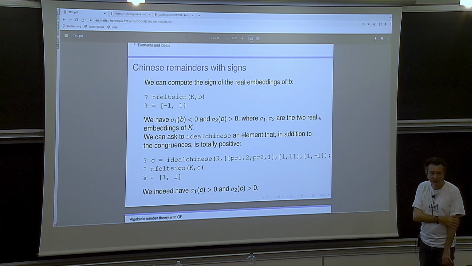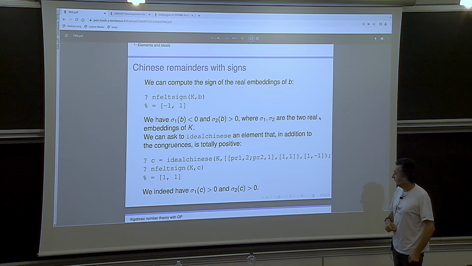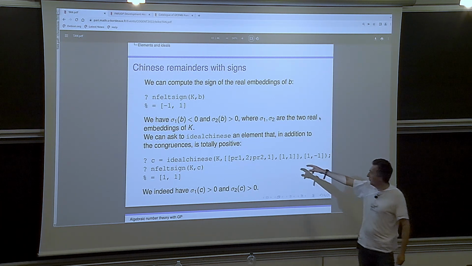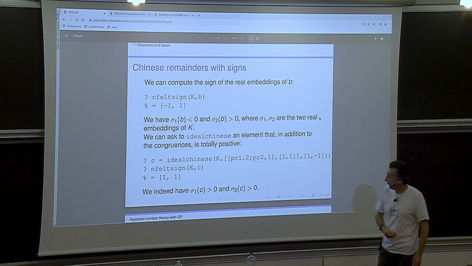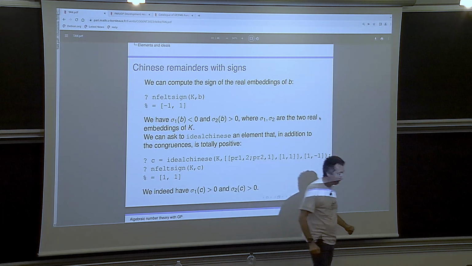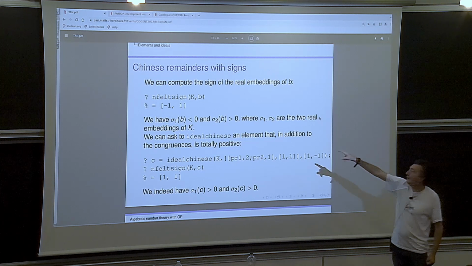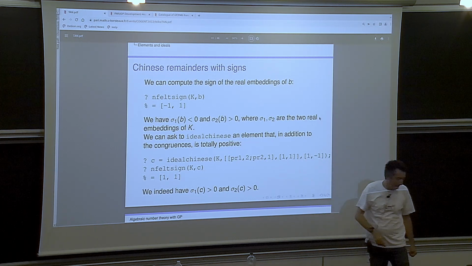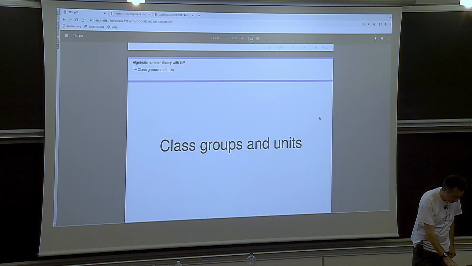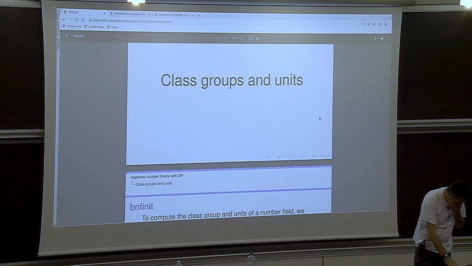It's something important in, for example, class field theory, where often you have to specify which embedding you want to consider. So if you want to ignore some embedding, you put 0. Okay? So here we check the generator given is actually totally positive, while the previous one you found before was not, see -1. Okay.